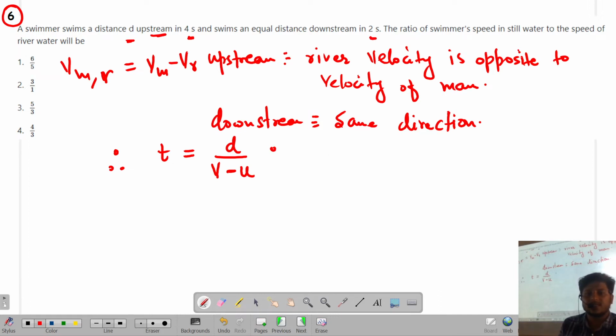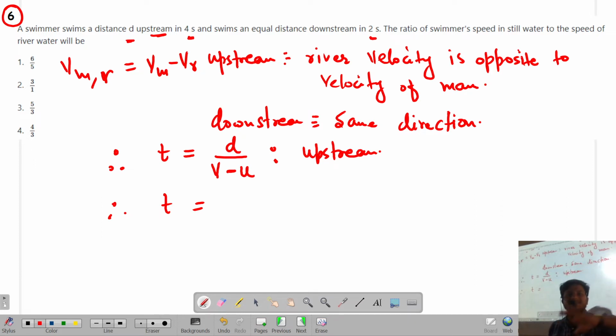Now, this is the case for upstream. If I consider the downstream, the time taken will be very much less or not? Because the velocity of the boat and the velocity of the river will get added with each other. Yes or no? Then only the time taken will be very much less. Let's consider this is the time in upstream and this is the time in downstream. So that is d by v plus u, where v is the velocity of river and u is the velocity of man. Got it or not? Are you able to get me or not?